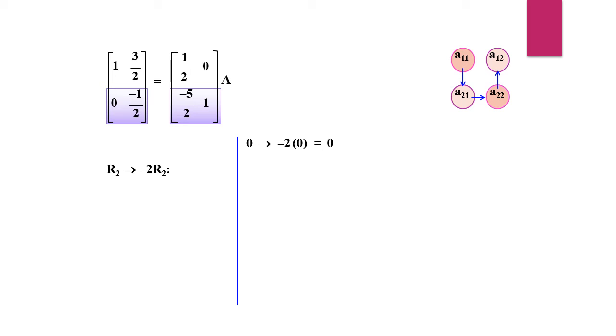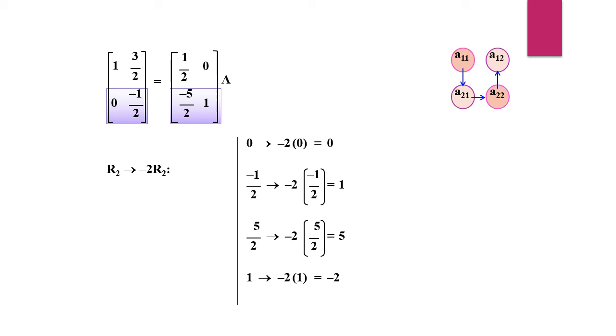So minus 2 into 0, we get 0. Next the second element, minus 1 by 2 into minus 2, we get 1. Next minus 2 into minus 5 by 2, we get 5, and 1 into minus 2, we get minus 2. So the new elements of R2 will be of the form 0, 1, 5 and minus 2. So we can observe that the three elements of A are already converted in the form of 1, 0, 1.